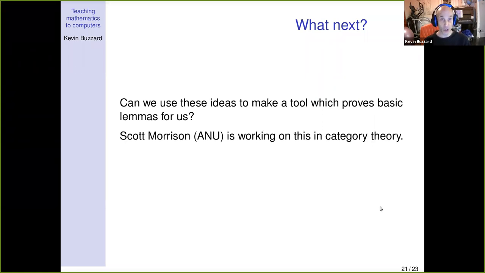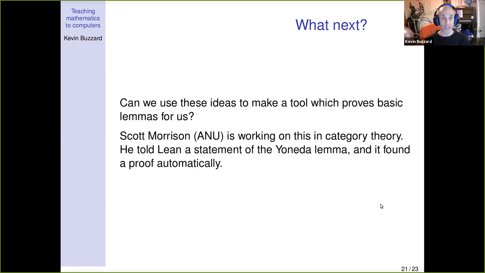Well, Scott Morrison, he's one of the founders of Math Overflow, and he works at ANU in Australia, and he's working on this. He's thinking about this in category theory, a very abstract branch of pure mathematics. He's trying to get these systems to prove basic lemmas. One of his recent successes: he told Lean the statement of a famous lemma in category theory. And lo and behold, he got Lean to find that proof automatically. Lean generated the proof. It took a couple of seconds, but it found the proof for him.